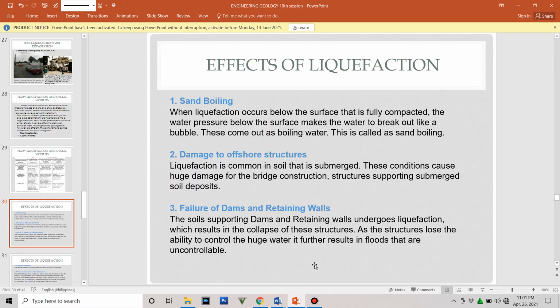And then number 3, failure of dams and retaining walls. The soil supporting dams and retaining walls undergoes liquefaction, which results in the collapse of these structures. As the structures lose the ability to control the huge water, it further results in floods that are uncontrollable.